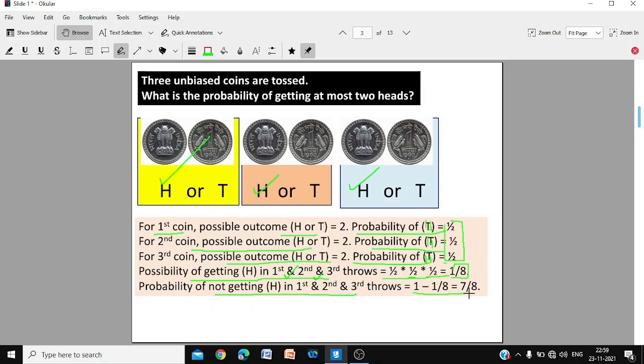So it could be 0 head or 1 head or 2 heads. But the probability of not getting 3 heads would be 1 minus 1 by 8, 7 by 8. And that is the probability of getting at most 2 heads, not more than 2 heads. The probability would be 7 by 8.